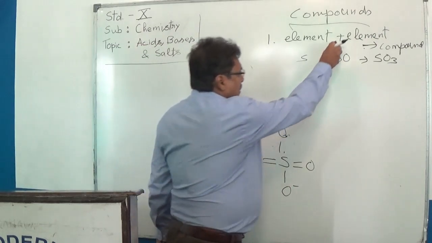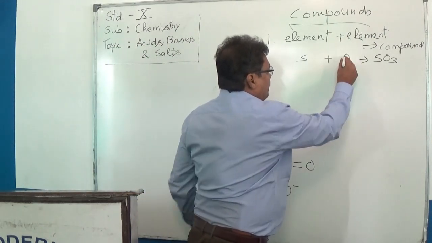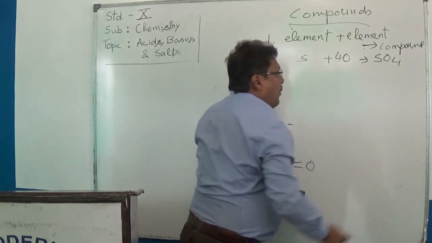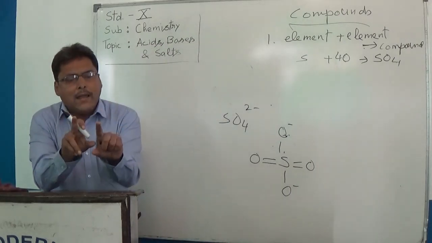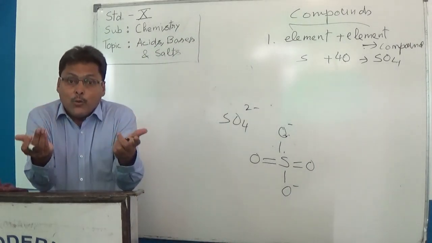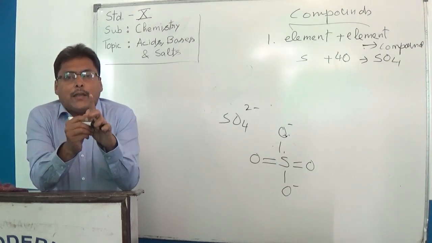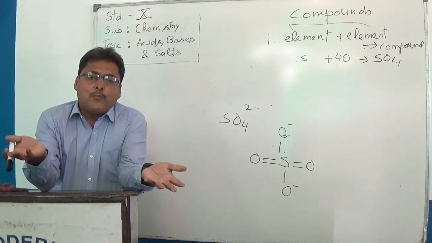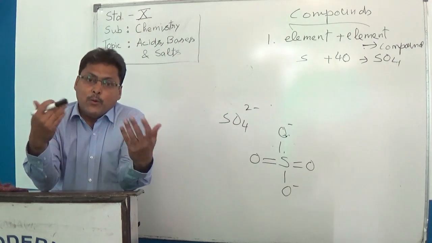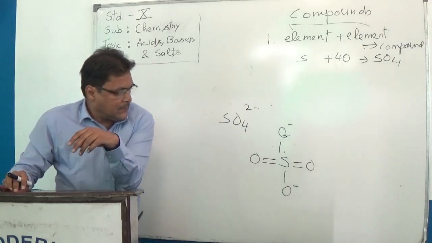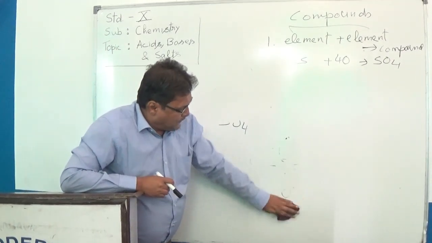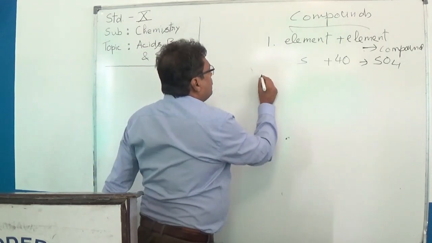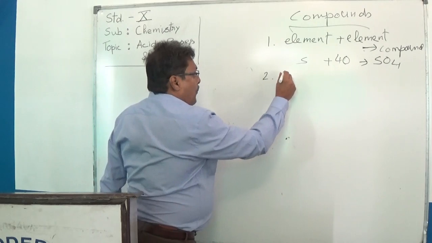So this will become a new compound. Again we combine the same 2 elements, but it becomes a new compound. So in this way, element plus element, when we mix them according to different proportions, they produce newer compounds. Right? Now, we can also combine a compound.